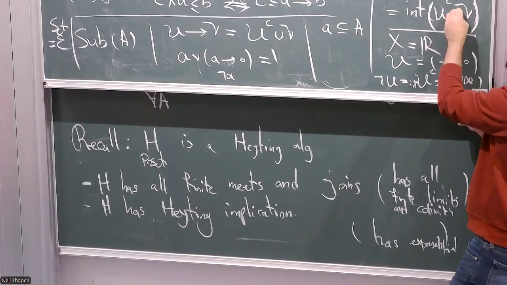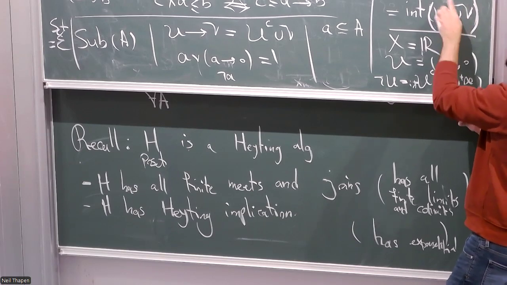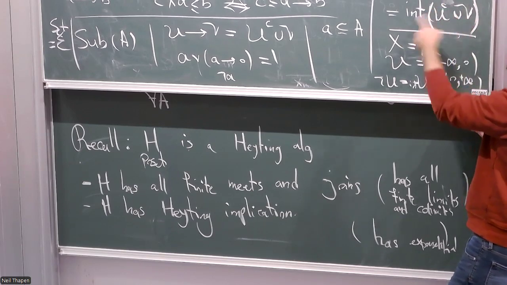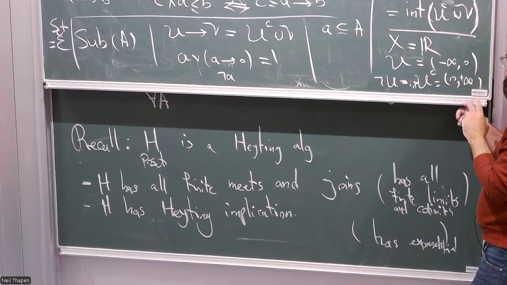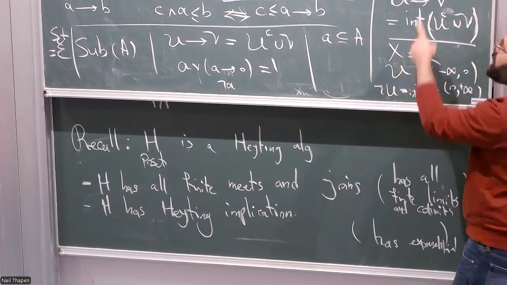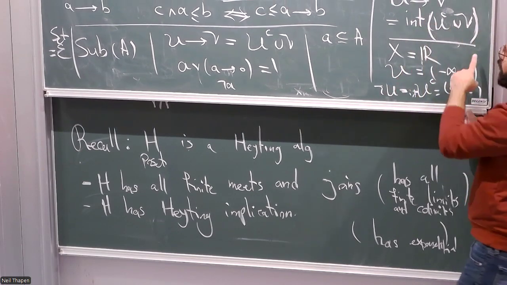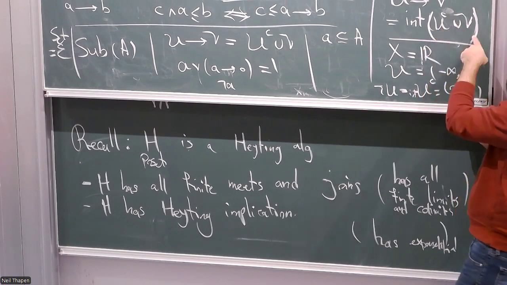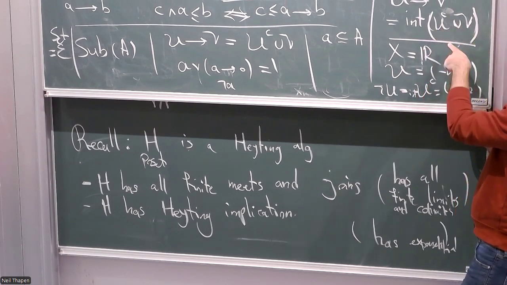Union V. It is U complement union V, the interior of the whole thing. And in this example, negation U means U implies empty. If you compute it, it would be U complement union empty. It doesn't mean anything.